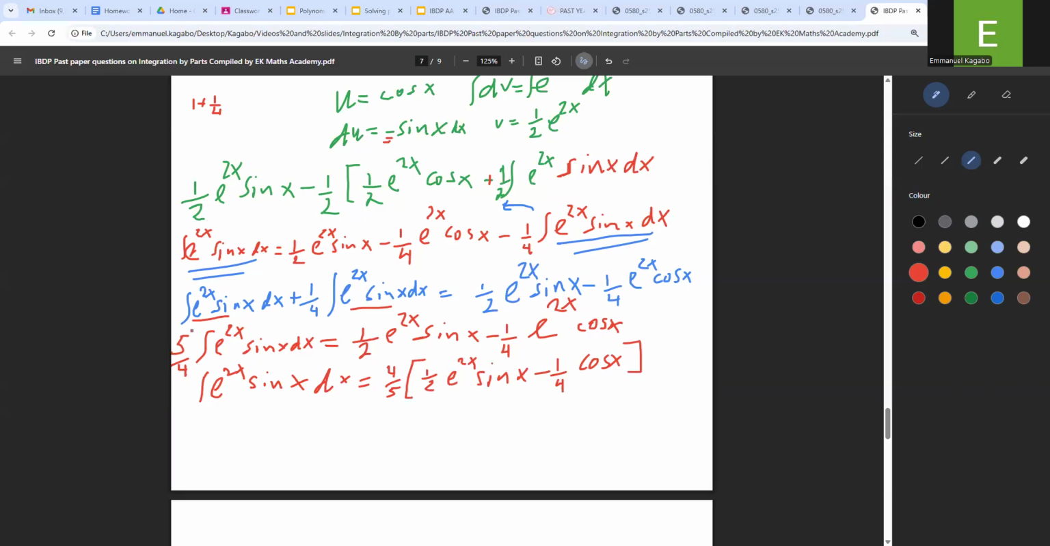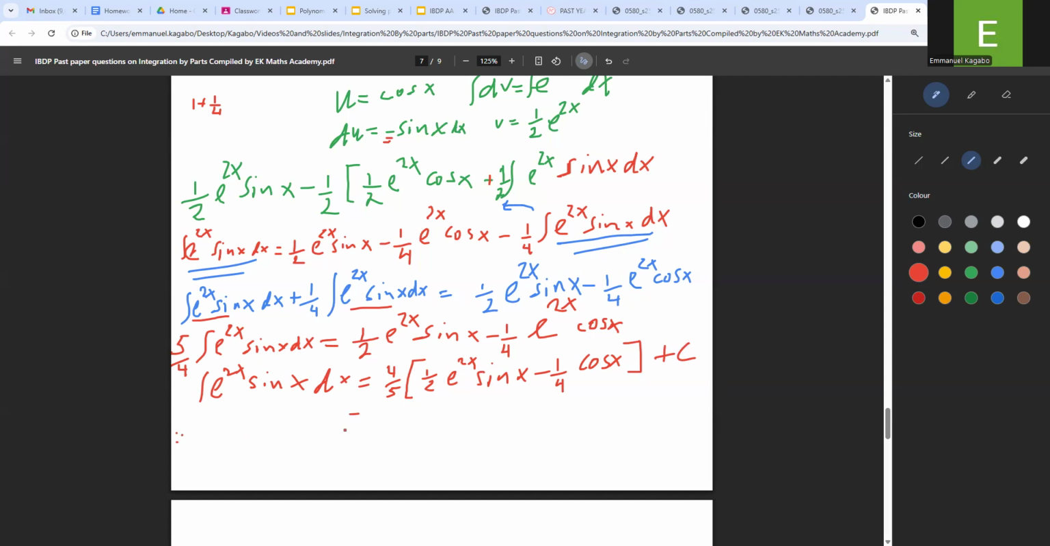Okay, I multiply. This was 5 over 4. Then I multiply by the reverse so that I get rid of 5 over 4. The question is over. I can even keep it like that. Plus c, by the way, don't forget that. And then the final step, the final answer here.